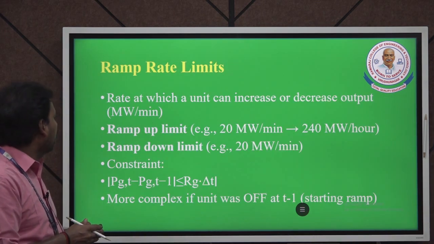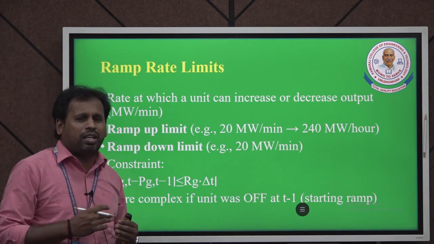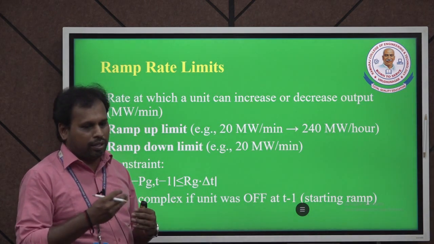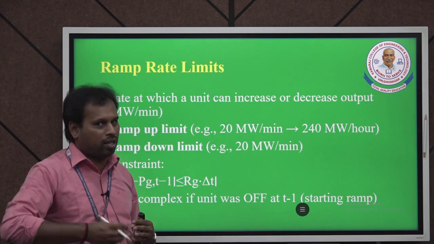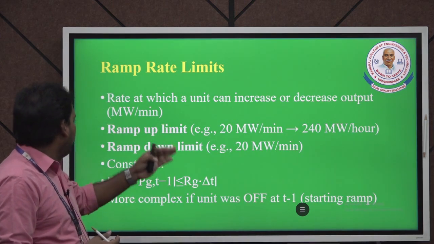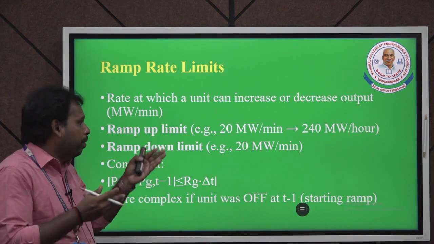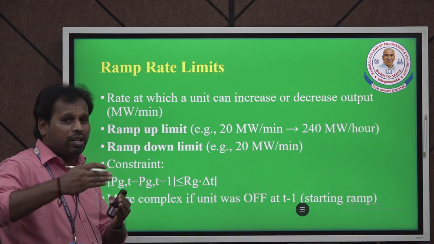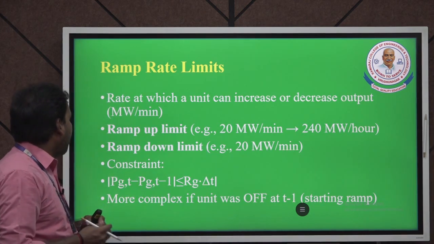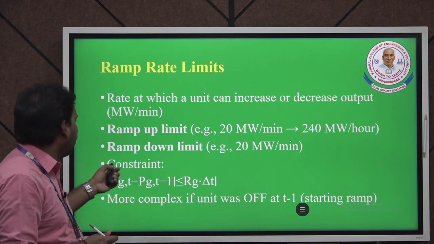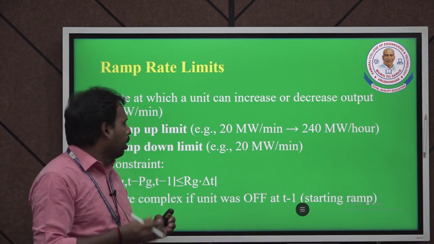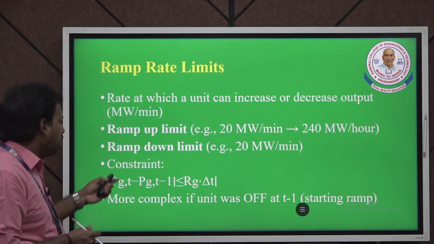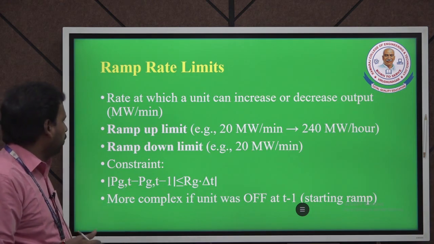Then ramp rate limits mean we cannot suddenly raise our power output. We gradually increase the power output every 5 minutes, every half an hour or every 1 hour. That is the ramp rate limit. For example, the ramp up limit is 20 megawatt per minute or 240 megawatt per hour. We can fix this, and within the range we can increase up to our maximum power output. Likewise the ramp down limit is 20 megawatt per minute or 240 megawatt per hour. This is the constraint for ramp rate limits.